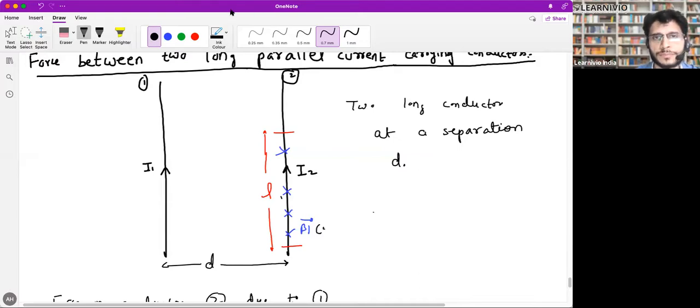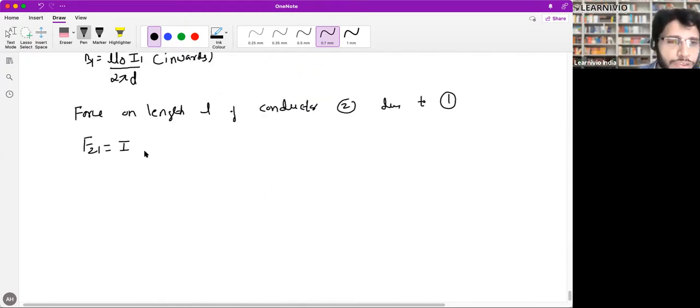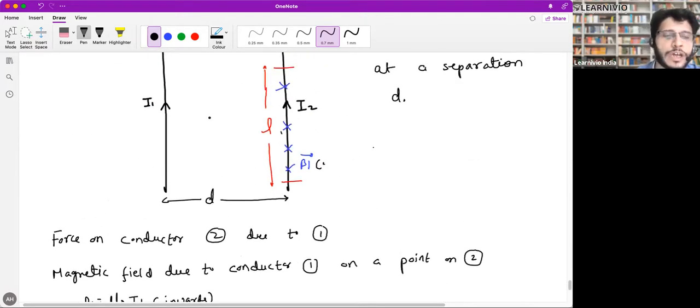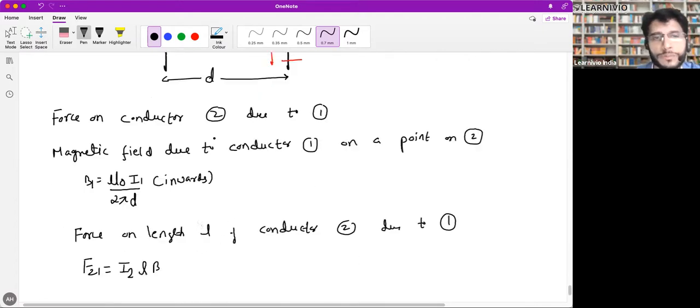Shahzada, for calculating this force, should I use I1 or I2? I2, because we are calculating force on conductor 2. We use I2 and L. For the magnetic field, should I use the magnetic field of conductor 1 or conductor 2? I'm calculating force on conductor 2, so you should use the field of conductor 1.